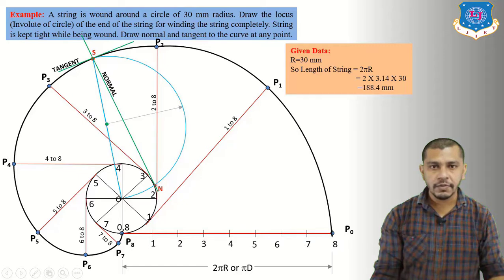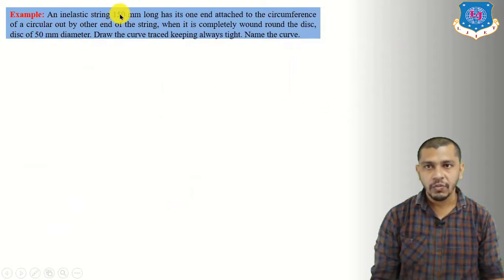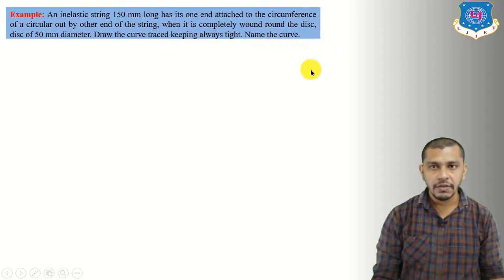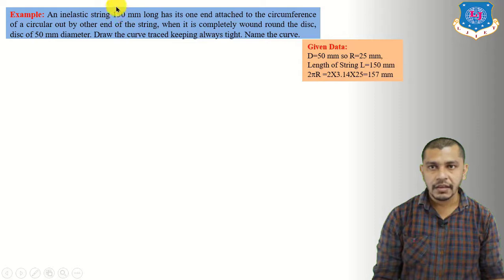Now let us take another example of an involute of a circle. The problem is: an inelastic string 150 mm long has one end attached to the circumference of a circle, and the other end of the string is free. When it is completely wound round the disc of 50 mm diameter, draw the curve traced by the string, always tight, and name the curve. The given data is the diameter of the circular disc, 50 mm, so the radius will be 25 mm, and the length of the string is given as 150 mm.